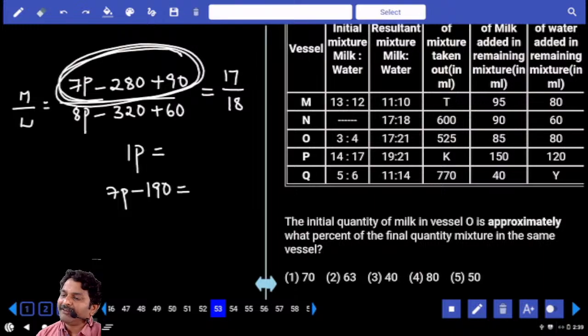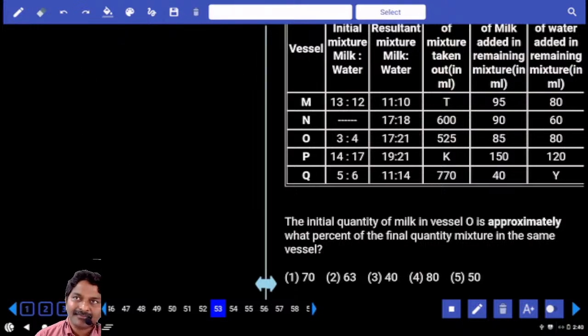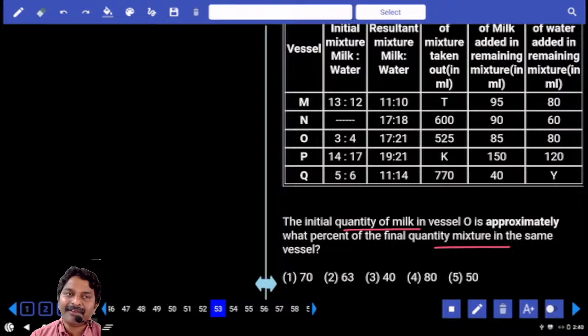The initial quantity of milk in vessel O is approximately what percent of the final quantity of mixture in the same vessel? Nothing can be done, we have to solve. Here they did not ask for quantity, they asked for percentage, more or less, that is one initial and one final. This is regarding O.